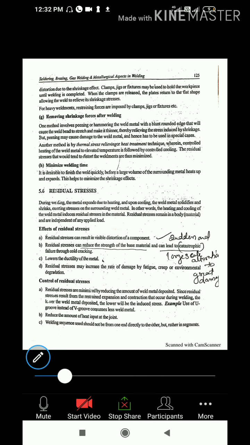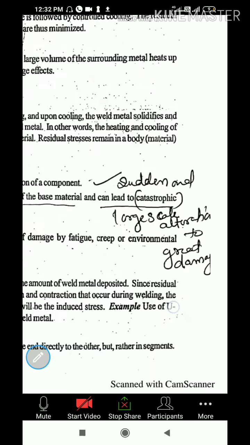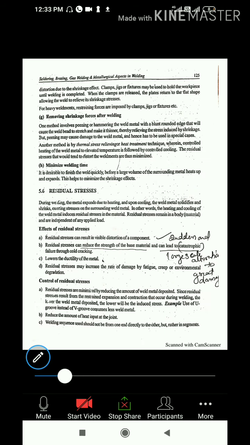And also regarding the residual stresses, how the residual stresses are introduced in the workpieces in the welding processes after the welding, that I've explained in the previous class, and the effects of the residual stress is also explained. And next, some points we have discussed regarding the controlling of the residual stresses after the welding, and which are the methods for reducing the residual stresses, that also we have studied.